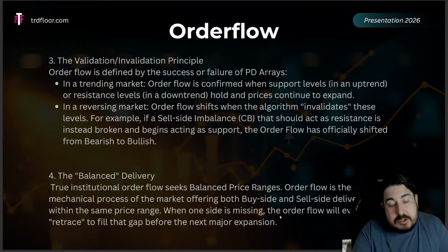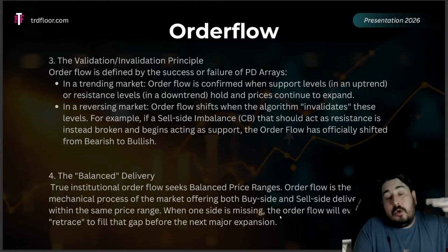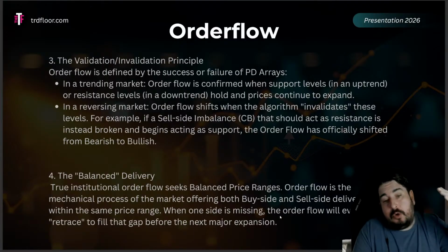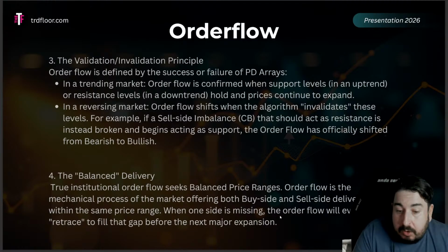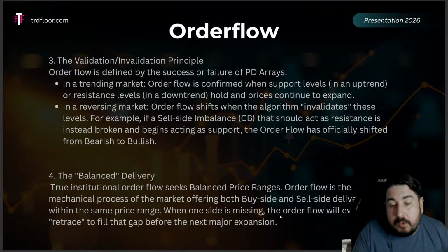Also, what is truly a balanced delivery? It is what happens when price truly seeks and takes the level that it is searching for. What happens after that? It just balances any imbalances or any other PD arrays, continuing to lower prices or higher prices, but continuing to respect the current order flow. Okay.